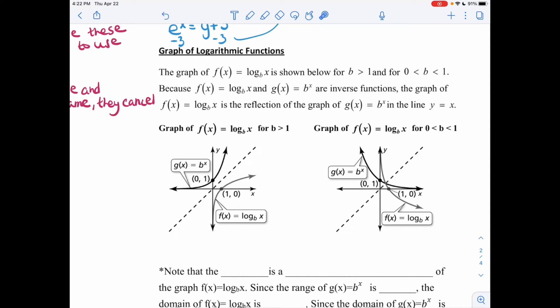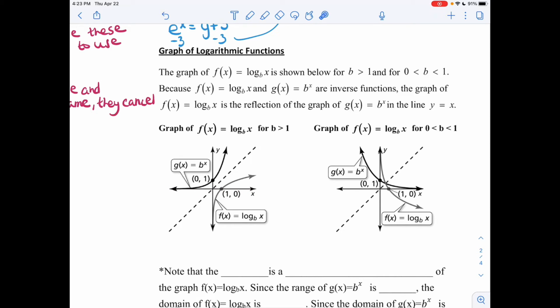So we are familiar with this graph. This is y equals b^x, and we have seen this in our last couple of lessons. And as long as b is greater than 1, we have exponential growth. And remember that we have an asymptote at y equals 0.